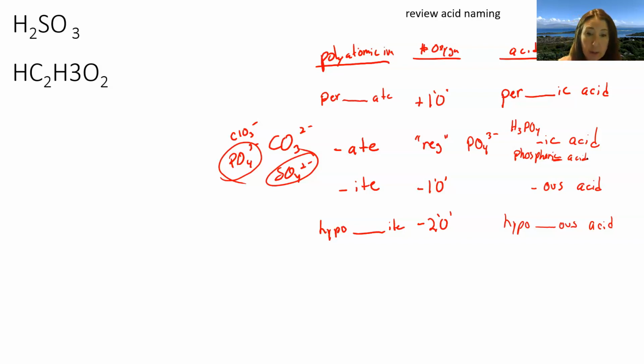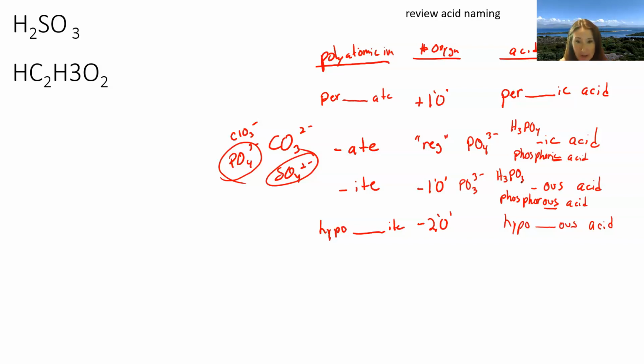So let's do phosphite. Again, phosphate is PO4 3-. Phosphite loses 1 oxygen, so it is PO3 3-. Remember, the charge never changes, just the number of oxygens change. So this is going to be phosphorous acid. Again, number of H's, same as the charge. H3PO3. Right?